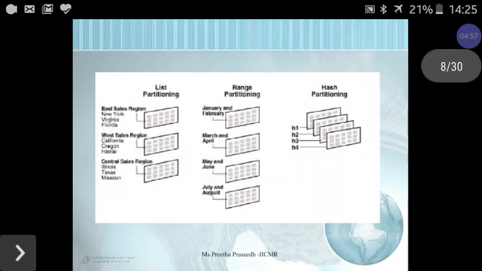These images show round robin partitioning, range partitioning and hash partitioning, that is h1, h2, h3, h4, where according to the hash values the data is partitioned into different disks. In range partitioning, January and February are in one disk, and March and April are in another disk. Likewise in list partitioning, the data is equally distributed.